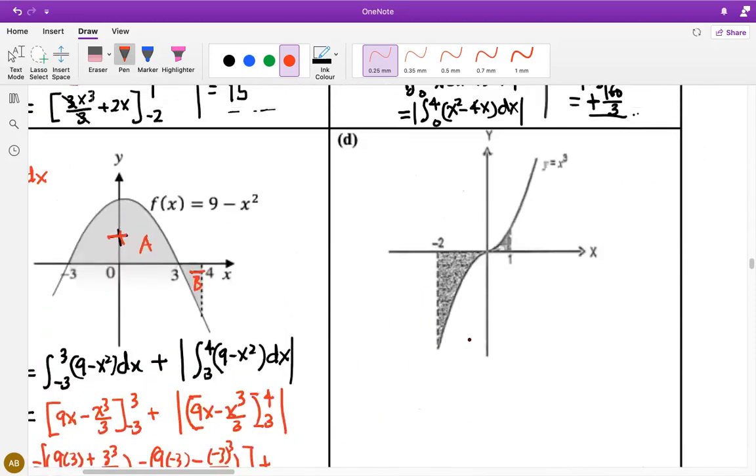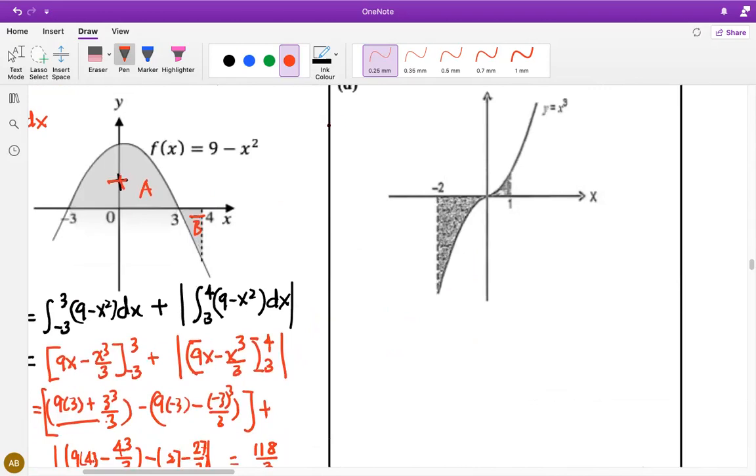Okay. So now the next one is also the same. You can try to do this question. There are two parts, negative and positive. So from negative 2 to 0, and 0 to 1. So your area will be A plus B, right? So this is A, this is B. A will be modulus of the integral from negative 2 to 0 of x cubed dx. Modulus, and then for this part no need, 0 to 1, x cubed dx.